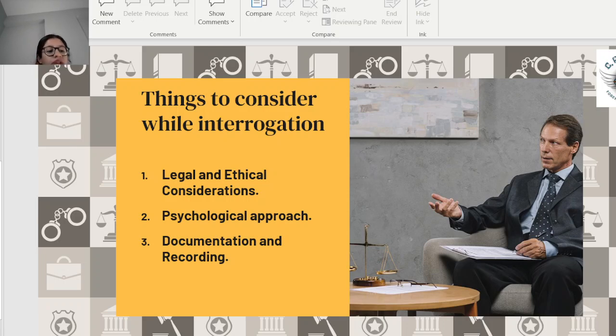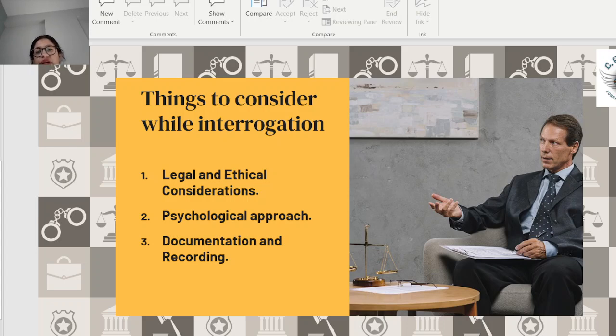Now, the third point is documentation and recording. Whatever information you have got from your witness, you always document it and you always record it. It is a very important part that you have to consider while interrogating. You always have to keep detailed notes. Record every response that your witness has given you accurately. Use audio-video recording. Sometimes statements may need to be official documents for legal proceedings. So make sure you always have the audio recordings as well as the video recordings.